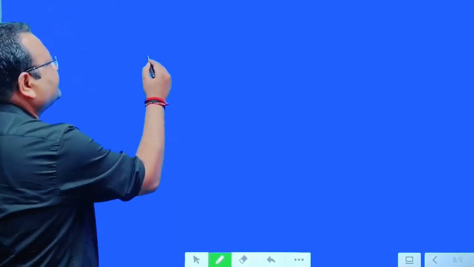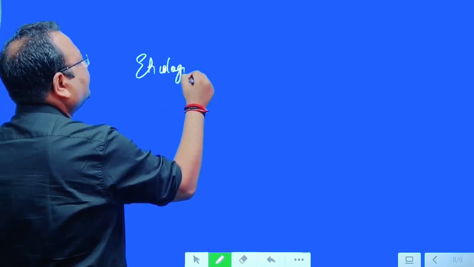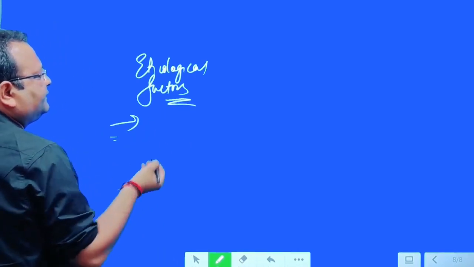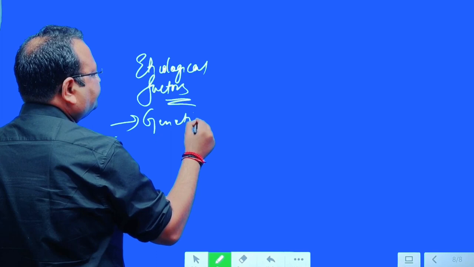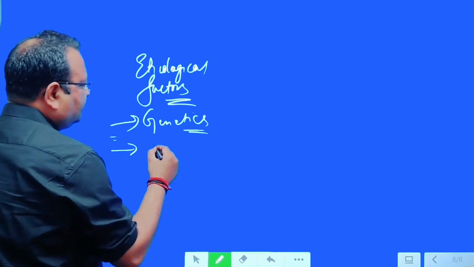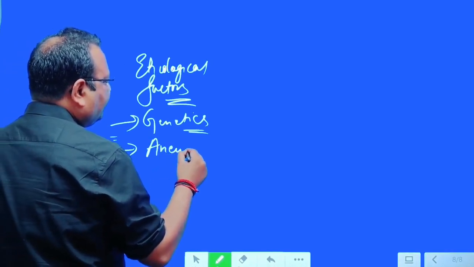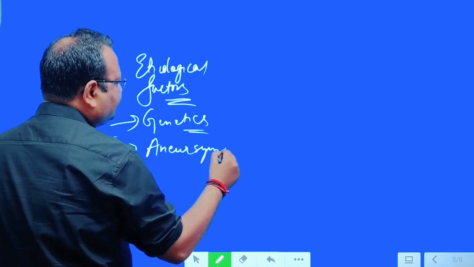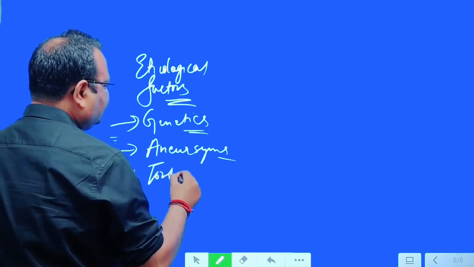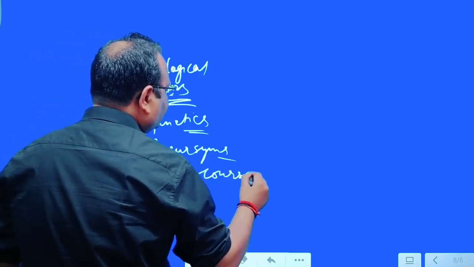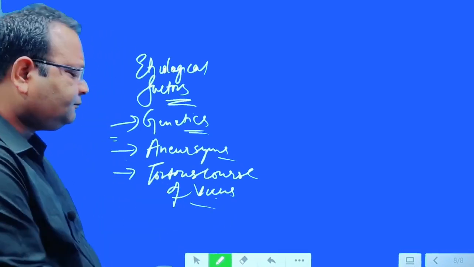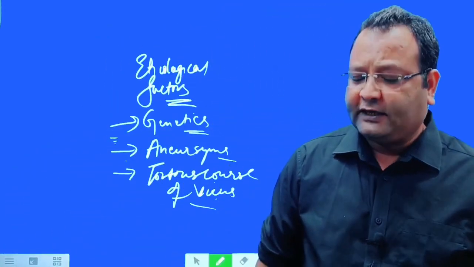Now the etiological factors. Genetics plays an important role. Then some aneurysmal blood vessel pathology, aneurysms, and some tortuous course of veins. These can lead to the development of the disease which is known as trigeminal neuralgia.